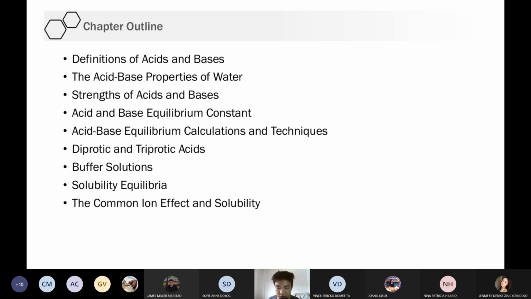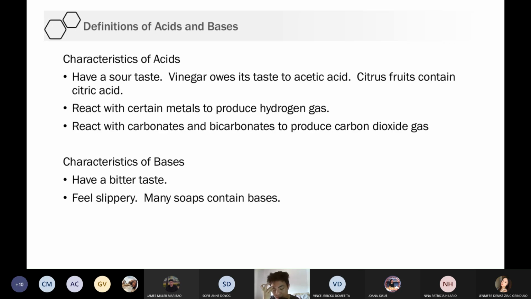Okay. So let's go sa first part. So let's define acids and bases. Before we define them, let's try to see their characteristics first. So ano yung alam natin? Paano natin malalaman kapag may acid yung isang bagay or pag may base?